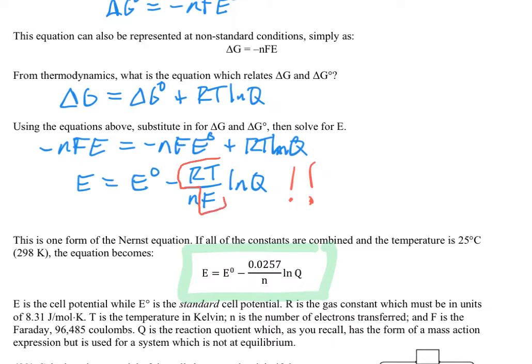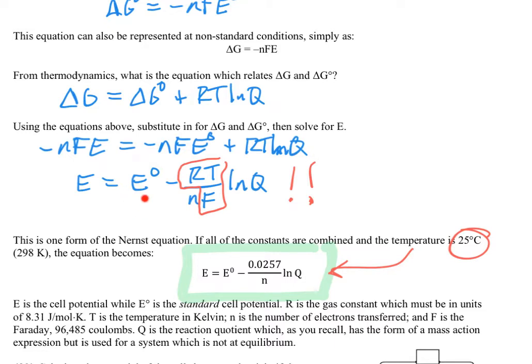If I take this collection of constants at specifically 25 degrees, then I get that version of the Nernst equation. It's a little bit simpler to work with in terms of the number of things you have to plug into your calculator. But it's important to keep in mind this only works if you're at specifically 25 degrees. If you're at any other temperature, then you're going to have to work with the full-blown version of the Nernst equation.